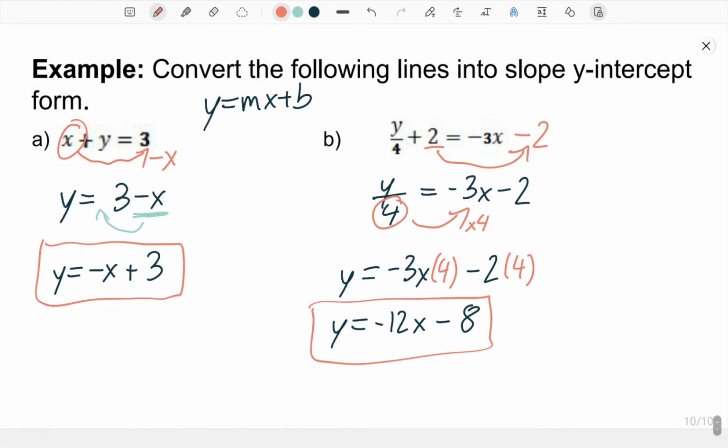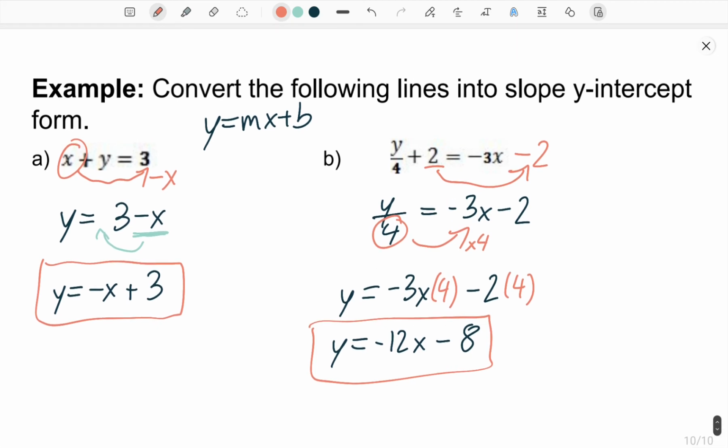All right, and there we have it. That's a summary of slope y-intercept form and the number of different ways you can make use of it.